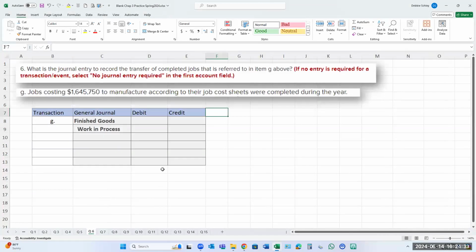Question 6. What is the journal entry to record the transfer of completed jobs that is referred to in item G above? So again, remember, anytime things are transferred because they are completed, they go into finished goods. So transaction G gives me 1,645,750 job cost, and they come out of work in process as a credit with the same amount.